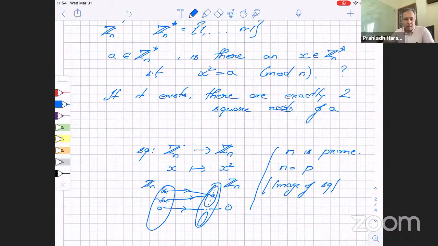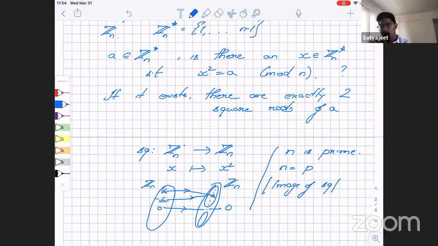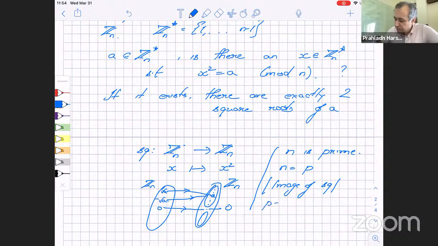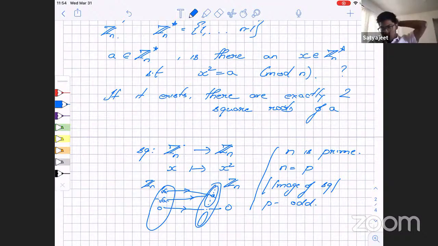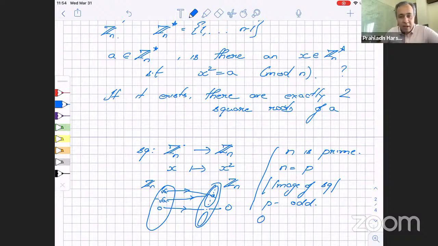Order p by 2, p by 2 plus 1 or something of that sort. So once again, p is odd, because we removed 2. So (p-1)/2. 0 is one element in the image. Then there are p minus 1 other elements, and I want to claim the image can be only of this size.